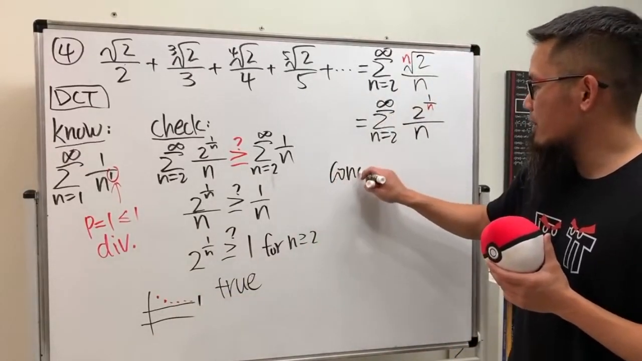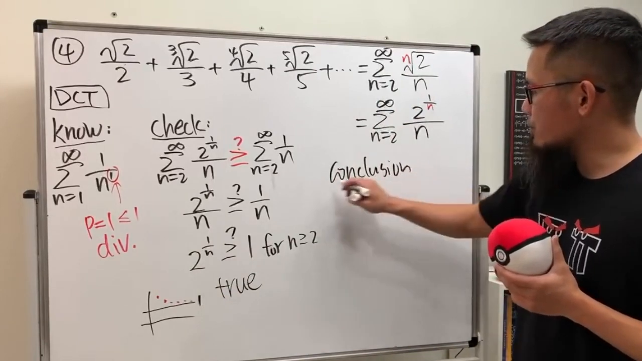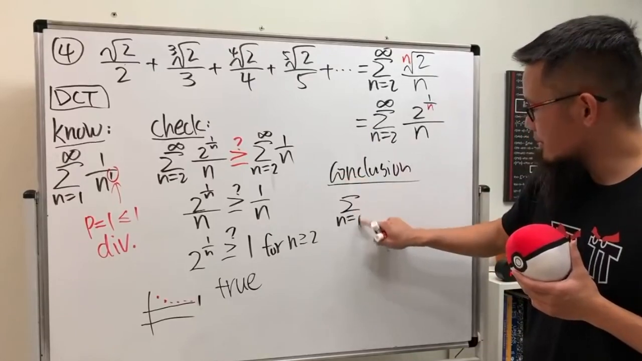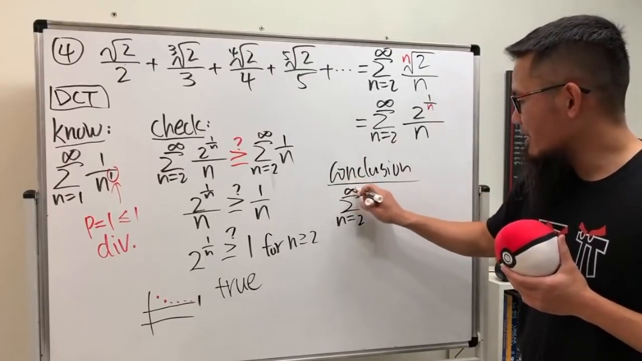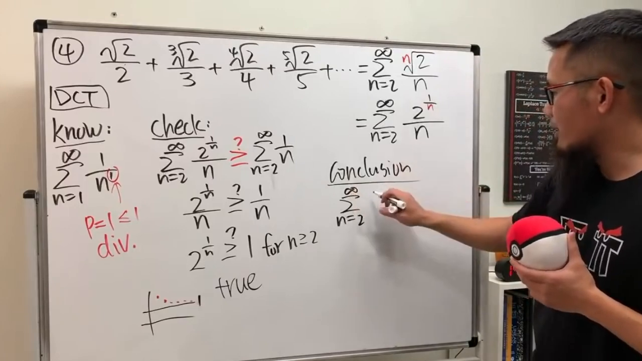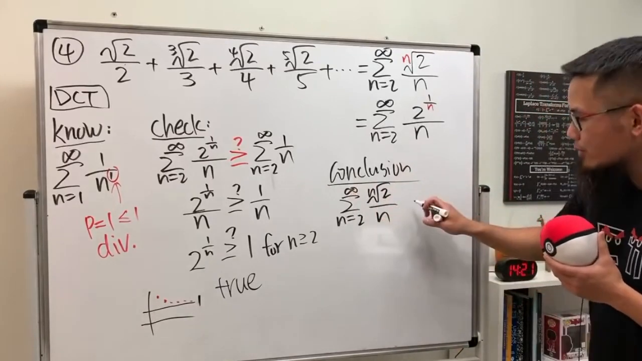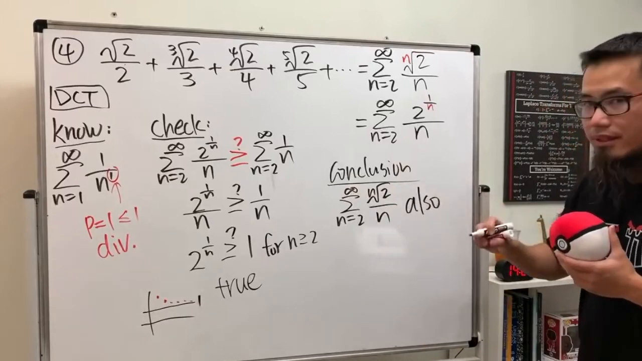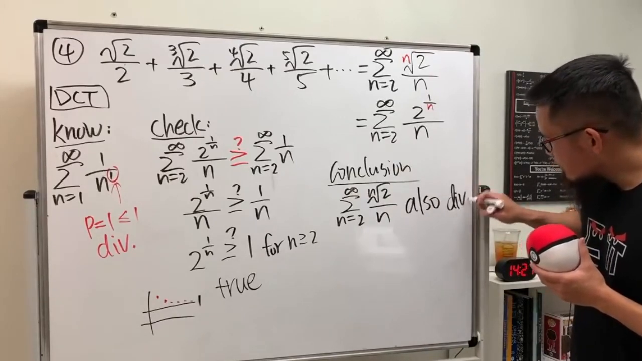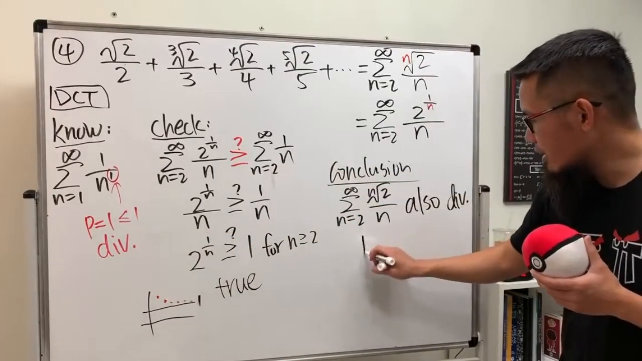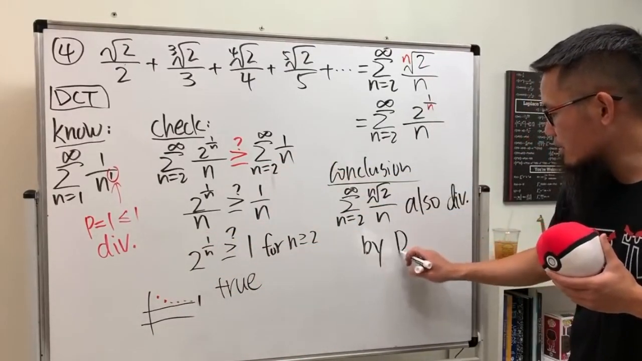So finally, here is the conclusion. We'll just write this down. The sum as n goes from 2 to infinity, let's write that down because it looks nicer, this right here also diverges. Why? We use that, so we'll just say by the direct comparison test.